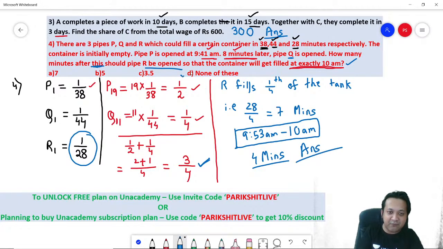Be very, very careful. The answer is not 7. The question is not asking you how many minutes pipe R was open. The question is rather, how many minutes after Q was R opened? Remember, Q was opened at 9:49 and R is opened at 9:53. So 4 minutes after Q. Got it? Tricky one, but it's very easy, provided you think logically.